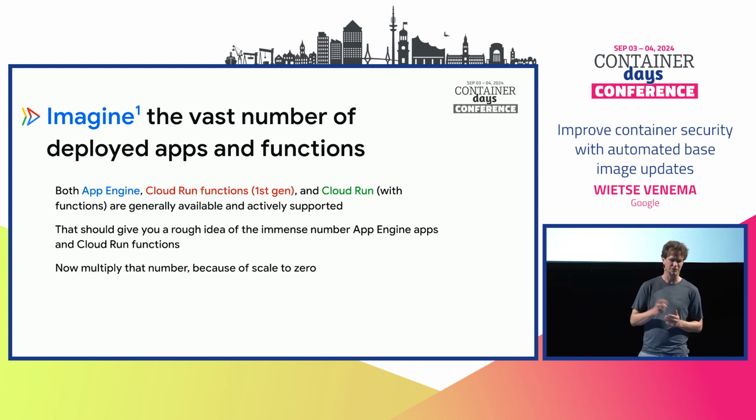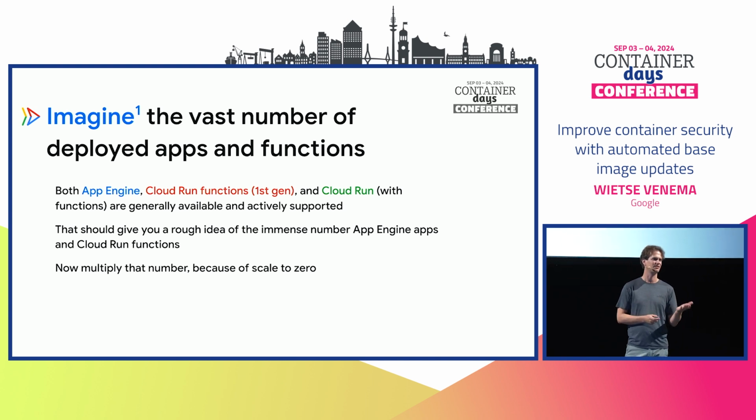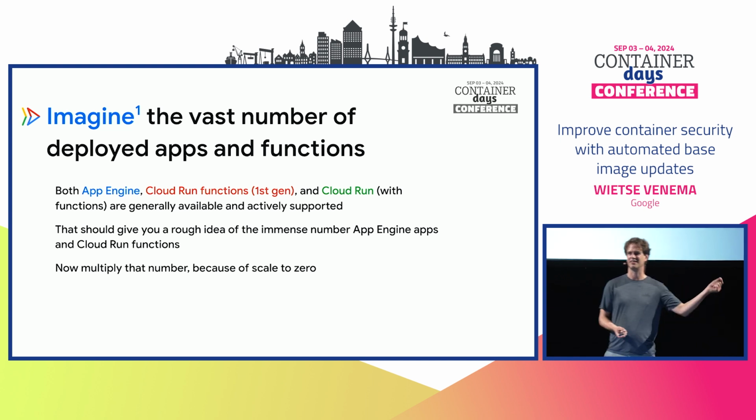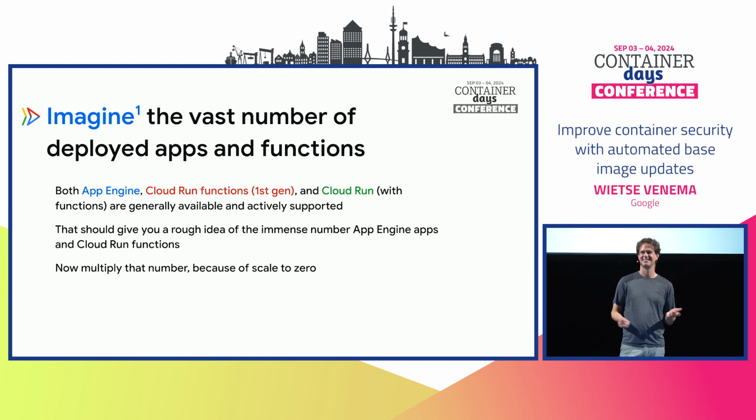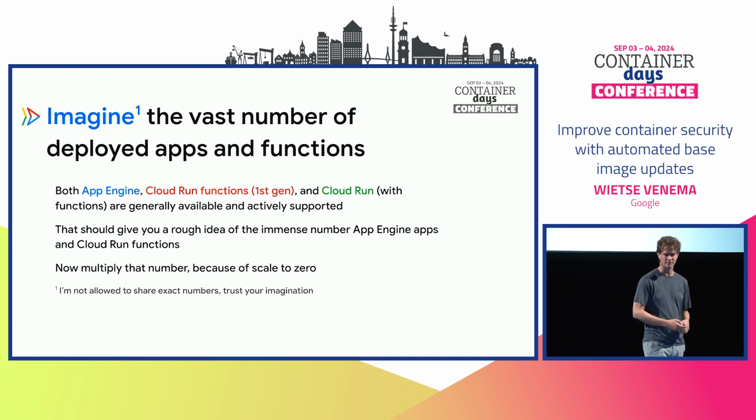Yeah? Multiply that because of scale to zero. Because customers deploy services and when they stop receiving traffic, they stop paying for them, right? Because it's scaled to zero. You don't pay if it's not running anything. So they just stick around. That service on App Engine in 2009, that might get a request tomorrow. So we can't rebuild all the deployed functions, apps, and services. Trust your imagination for the number.